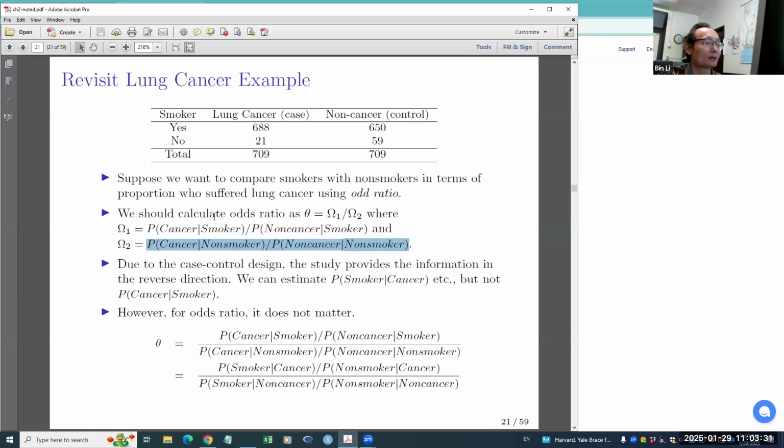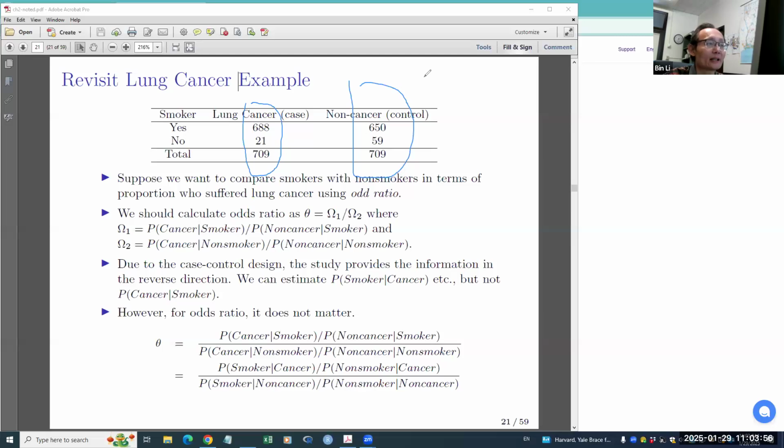However, because of this limitation of the design, okay? In this design, you see we have preset the number of cancers and the number of non-cancers, right? So we can only estimate what?